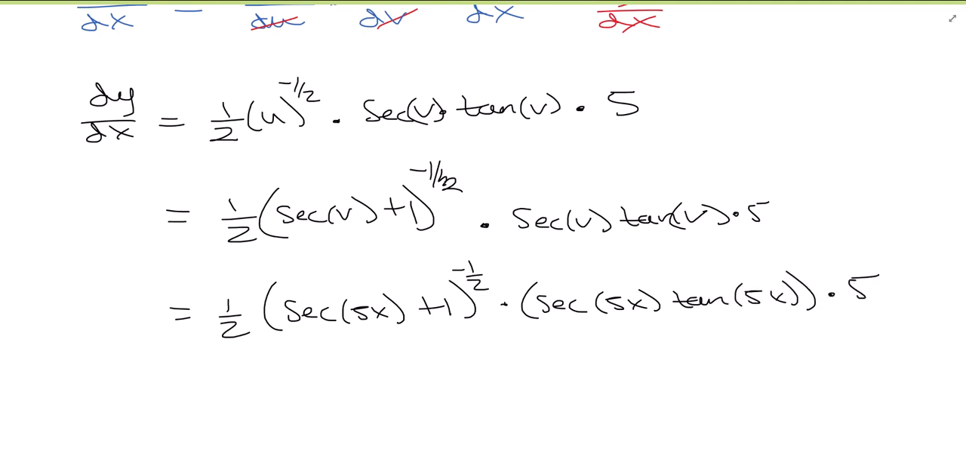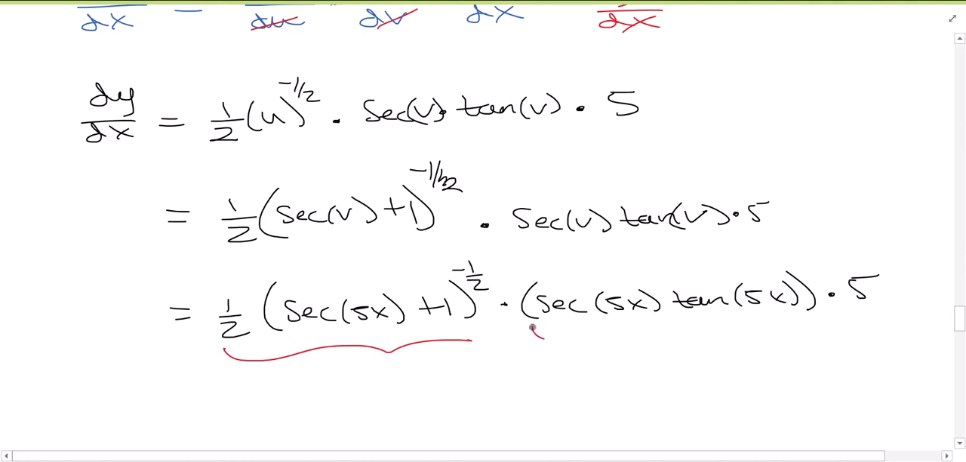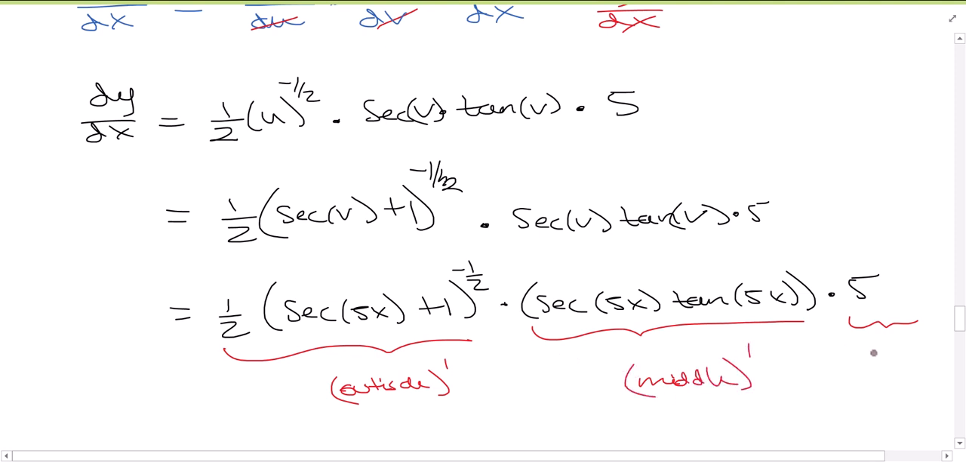One of the things I want you to notice is that we had 3 compositions of functions. So notice that I have 3 multiplications here. This is because this is the derivative of the outside function. This is the derivative of the middle function. And this is the derivative of the inside function. And so that is how we're using the chain rule.